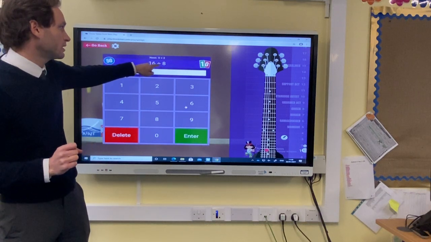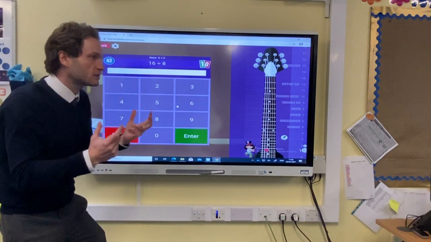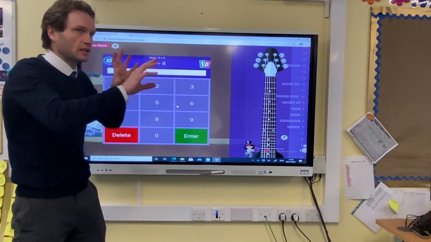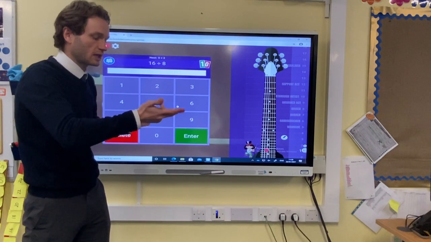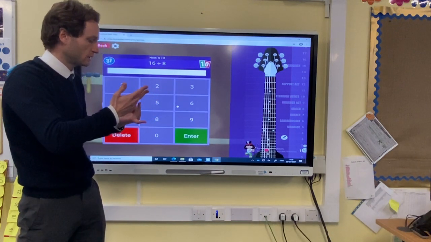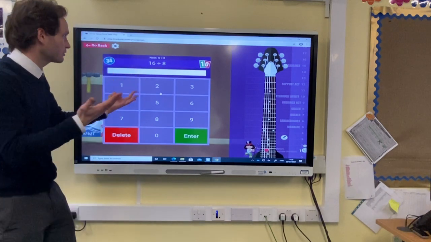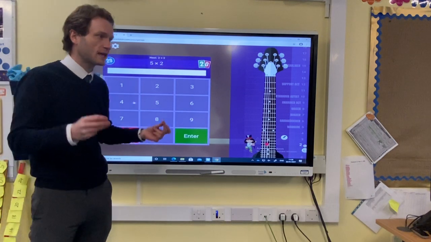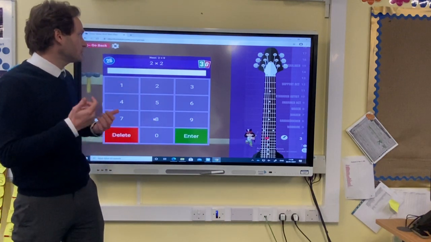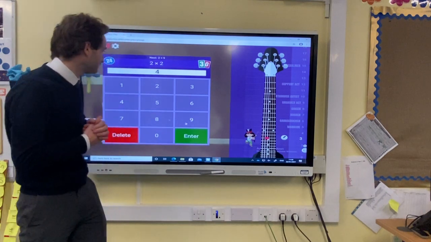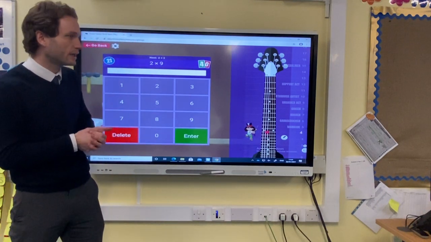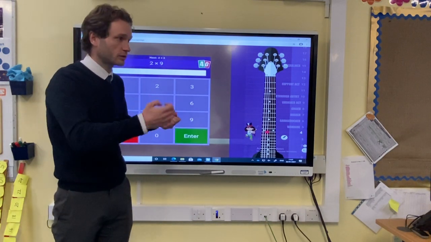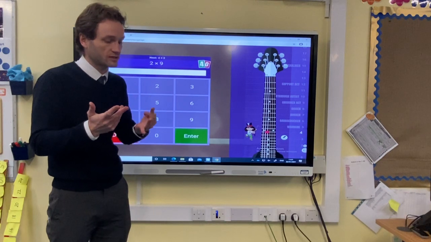Now 16 divided by 8. Well, let's think. We know it's the 2 times table. So we need a 2 and a 16 and an 8. So hang on. 2, 4, 6, 8, 10, 12, 14. Oh, it's actually 16. The answer must be 2 because I know 2 times 8 is 16. 5 times 2 I know is 10. 2 times 2 I know is 4. 2 times 9, so I could think of that as 9 lots of 2 or 2 lots of 9, but let's go 2, 4, 6, 8, 10, 12, 14, 16, 18.